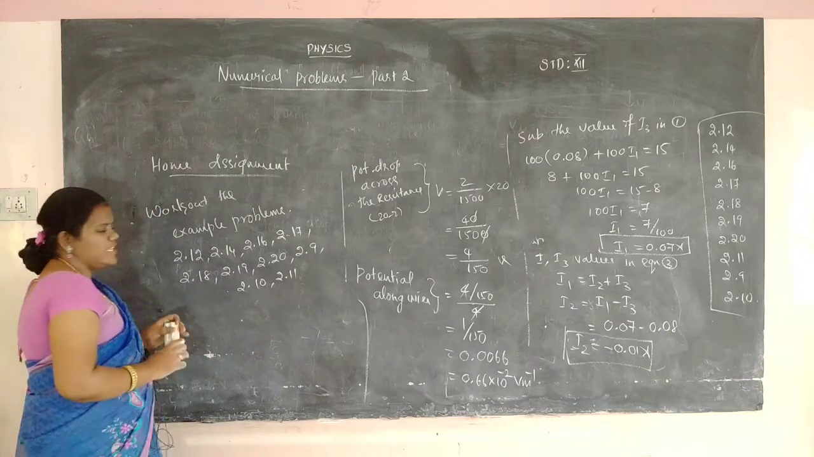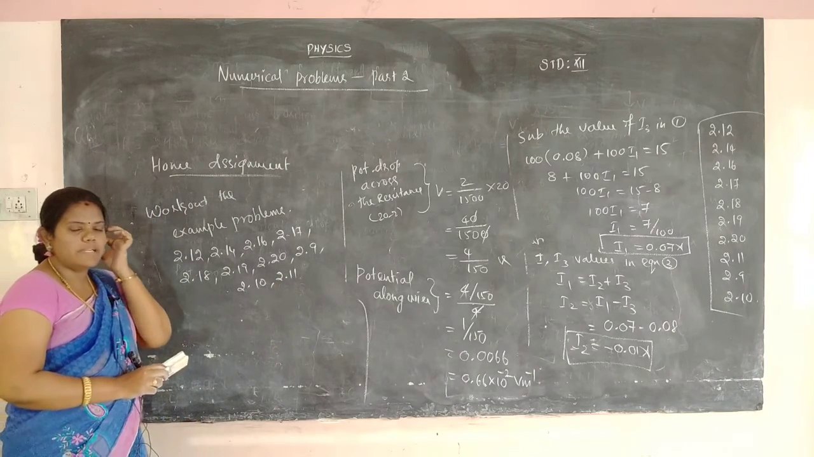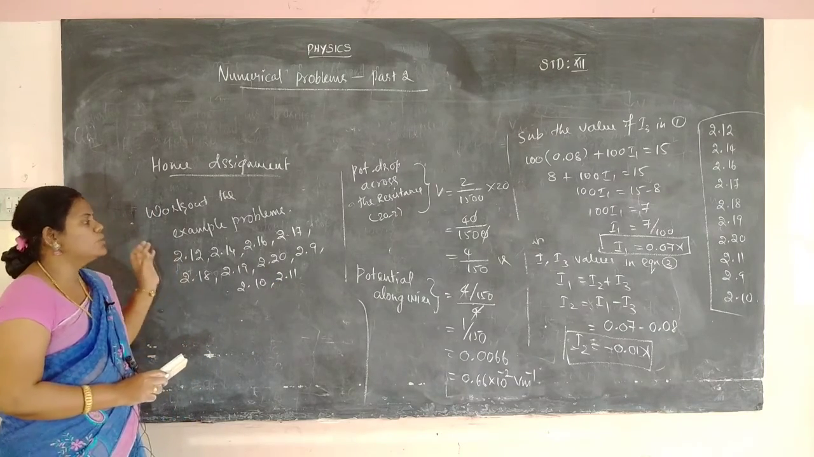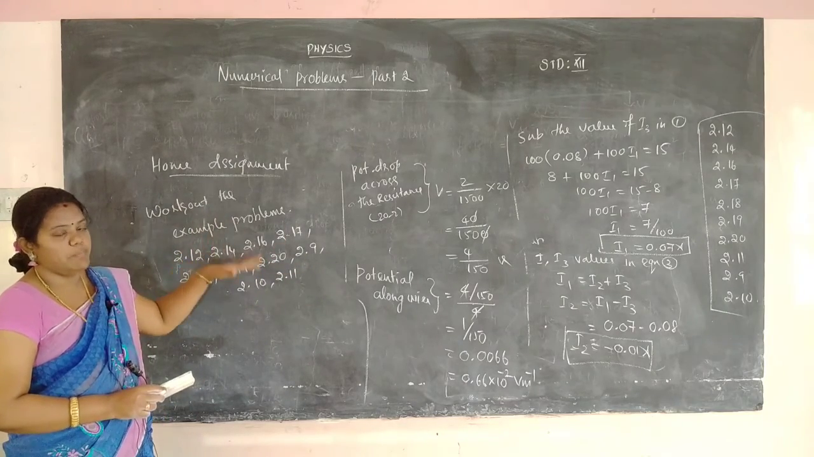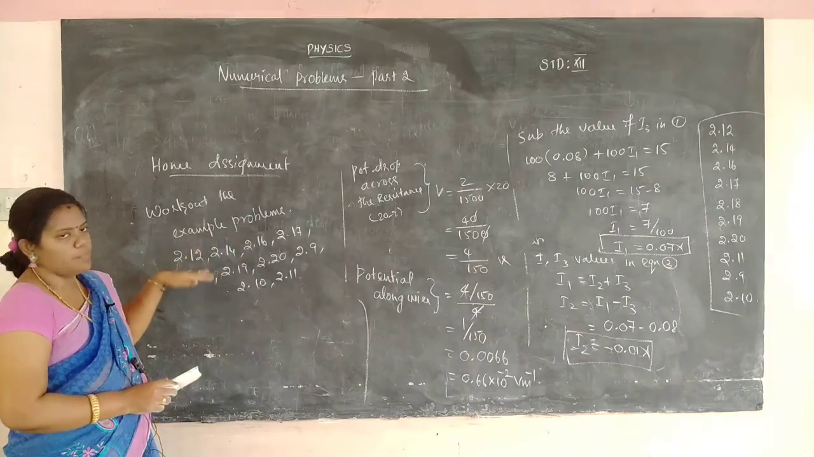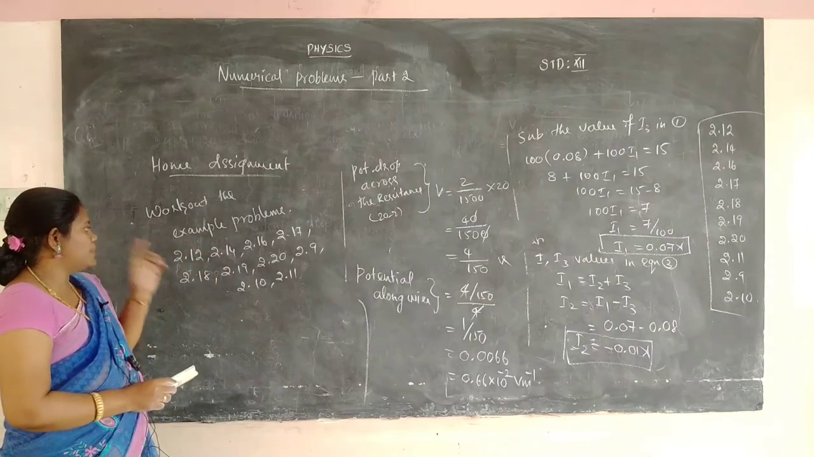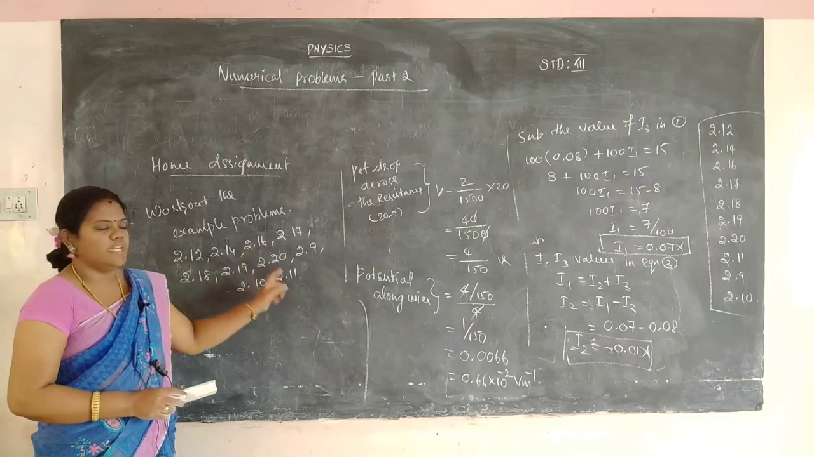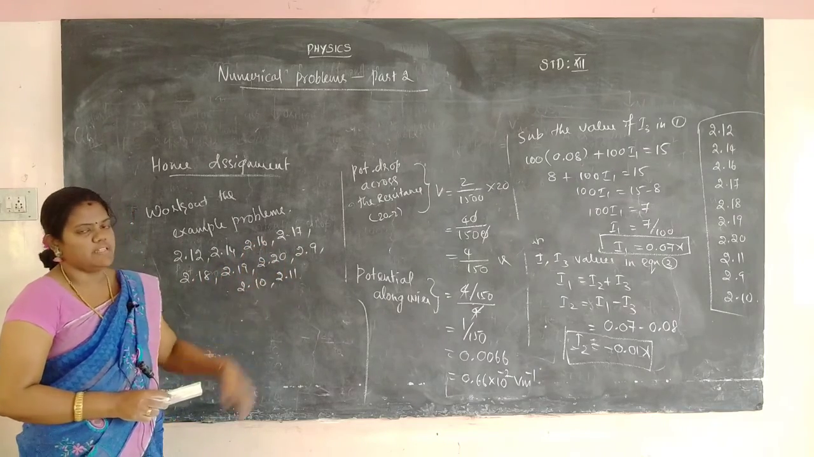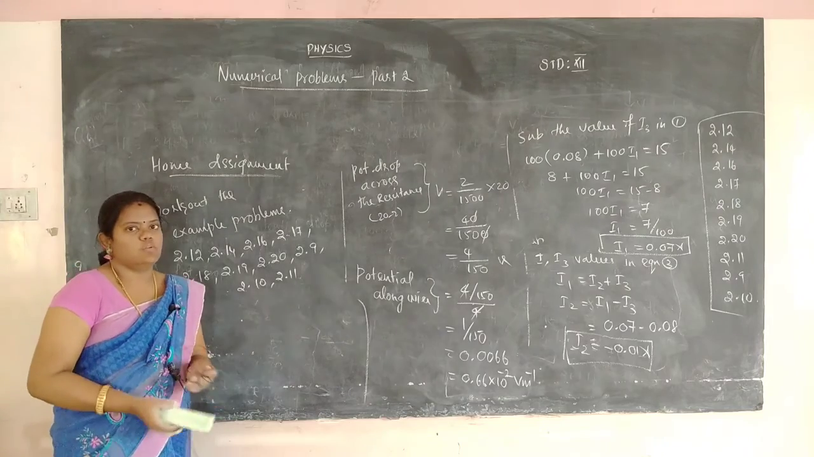So those are all very simple problems, completely based on the exercise problems. So you have to first copy all the problems, all the 15 problems, and then work out the example problems. Okay. So example problems 2.12, 2.14, 16, 17, 18, 19, 20 and 9, 10, 11. You have to work all of those out. Okay. Thank you.